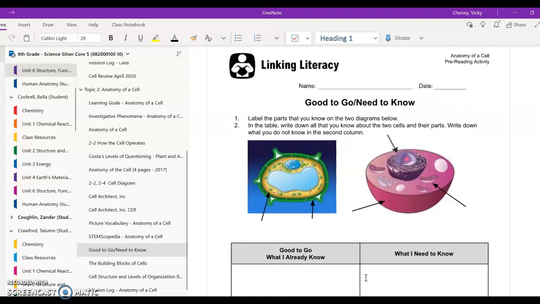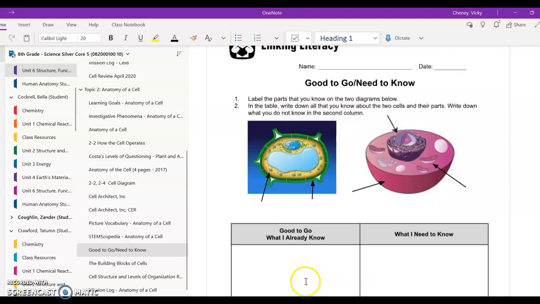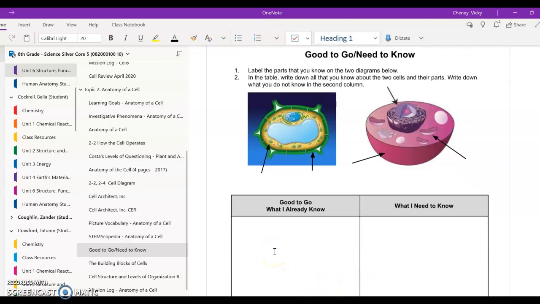Then down below, I would like for you to tell me what you already know about each of the cells in the pictures. You can list their parts. You can list a couple other organelles that are also on the cells that you know that do not have arrows pointing to them. On the right-hand side over here, it's what I need to know. So you can write down any kind of questions that you have about the cells that you don't know before you're reading.